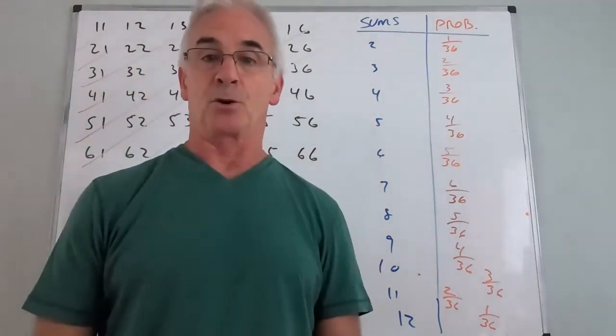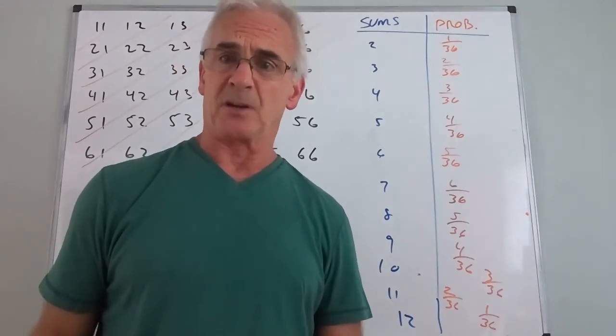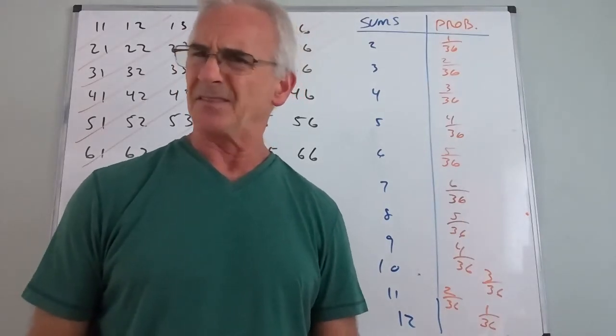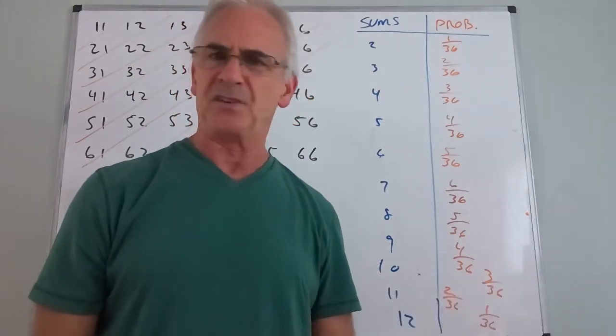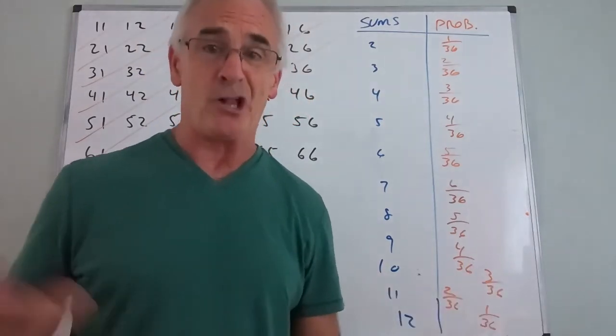Yeah, that's the probability. So 1 out of 6 times I roll the dice, I'm going to roll a doubles. That's not microscopic. I don't want to bet the mortgage on rolling doubles, but 1 out of 6 is something when you're rolling the dice a lot.